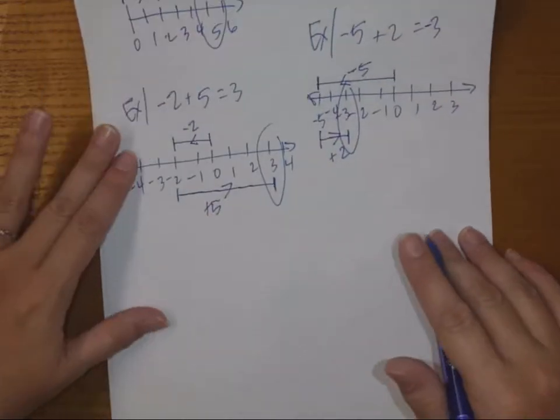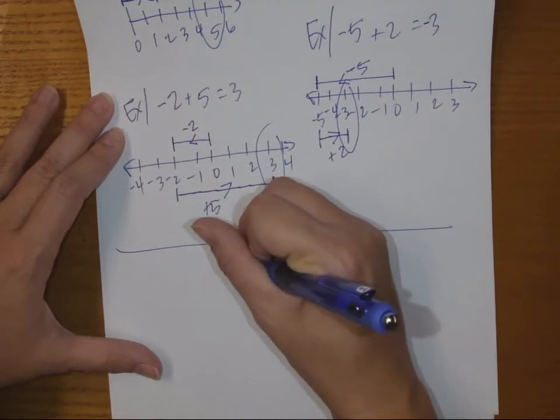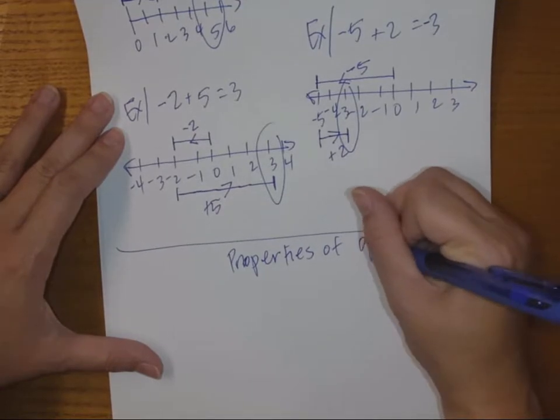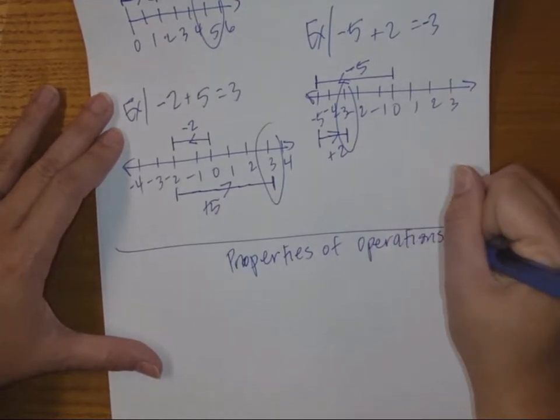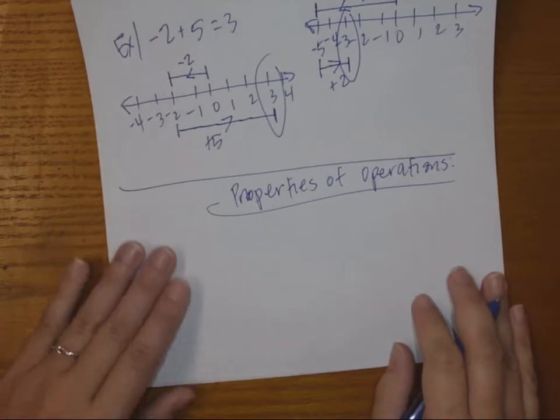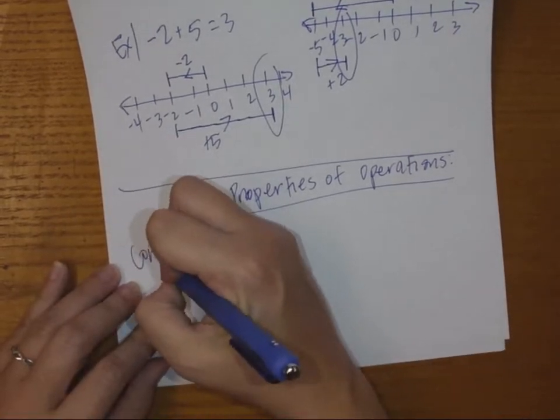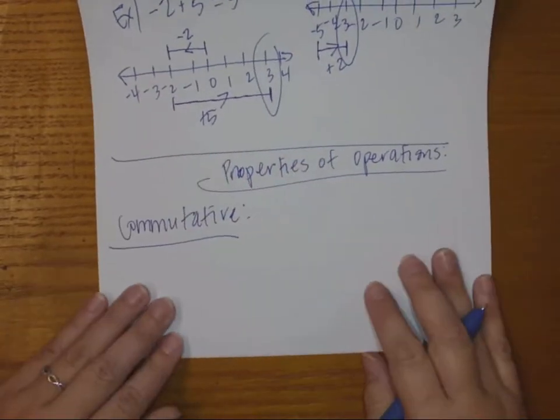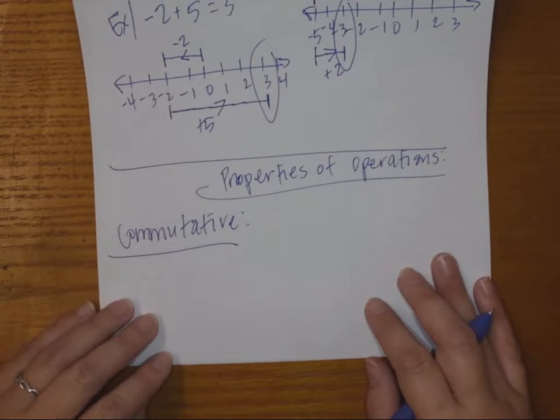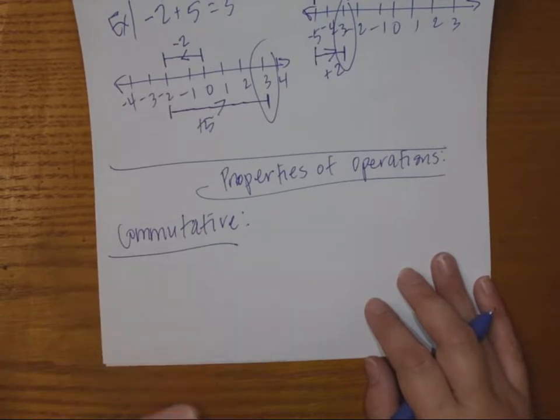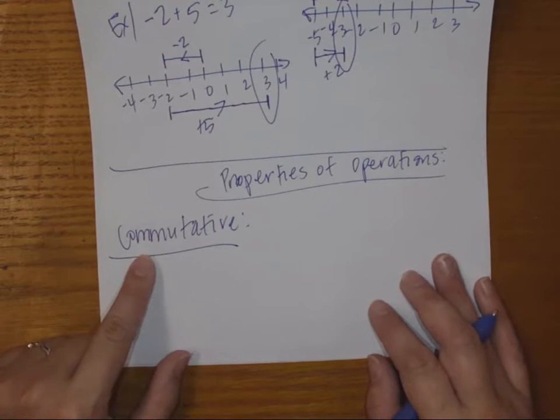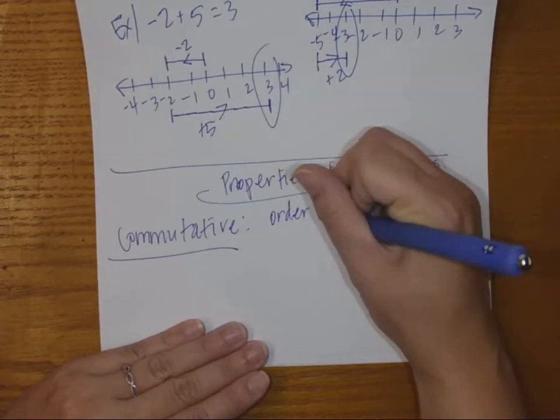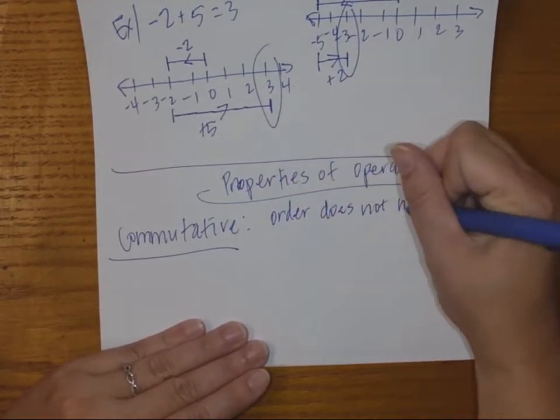The last thing we're going to talk about is properties, so properties of operations, so of addition, subtraction, multiplication, and division. Okay, so the first property we want to talk about is the commutative property. The commutative property says I can move things around. When I'm doing operations, if it has the commutative property, the order that I do things in doesn't make a difference. So order does not matter.